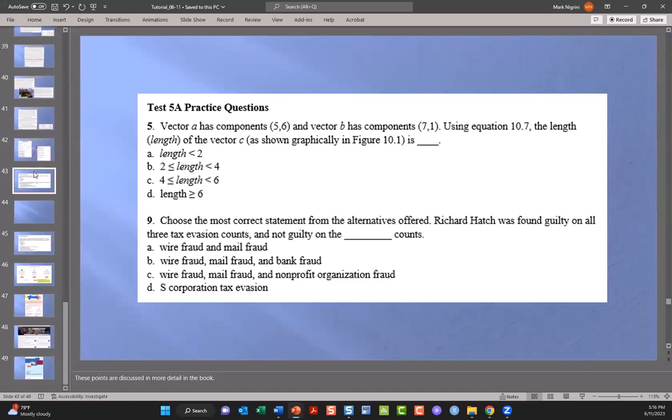Here's test 5A. Vector A has components. Vector B has components. Calculate the length of C. You want to give it a try? So it is 5, 6, and 7, 1.